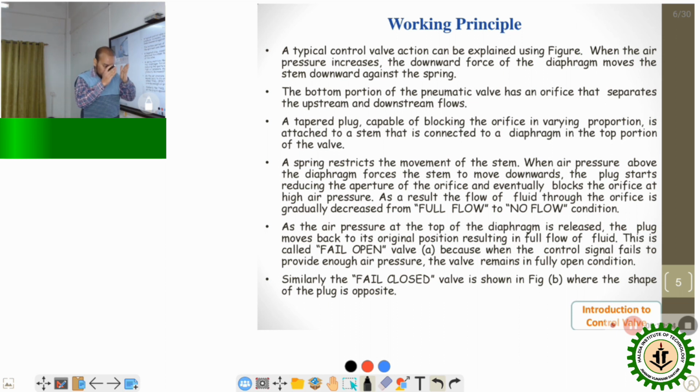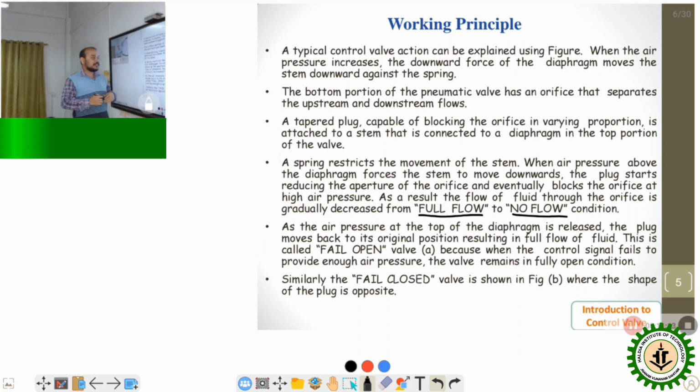So when the plug goes down, it restricts the area of the orifice and eventually blocks the orifice at high pressure. As a result, the flow of the fluid through the orifice gradually decreases from full flow. When you are not giving any restriction, the plug will not restrict the path of the orifice, and at that time the total liquid can flow from the upstream to the downstream side. But when it restricts with the full force of the air of the pneumatic signal and closes the orifice, there will be a no-flow condition.